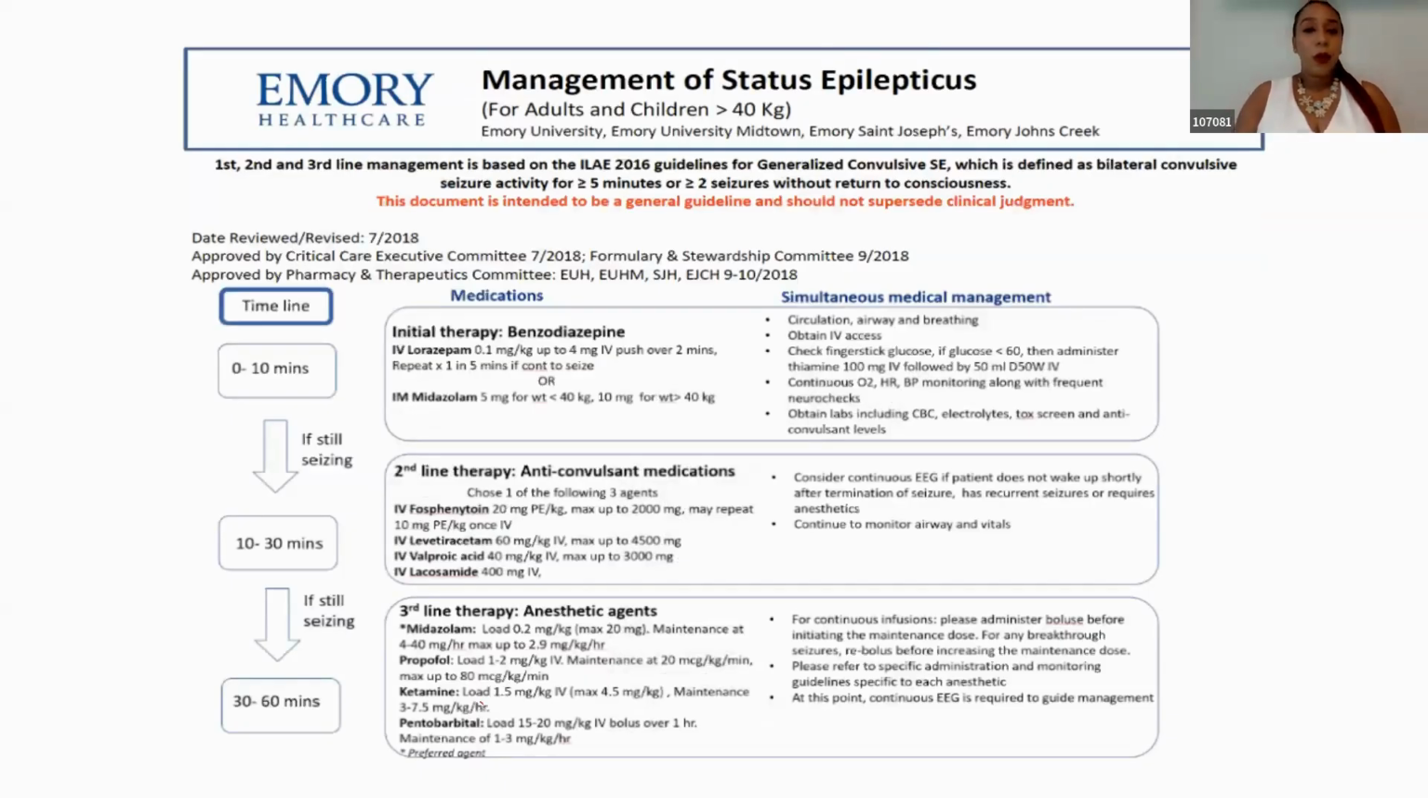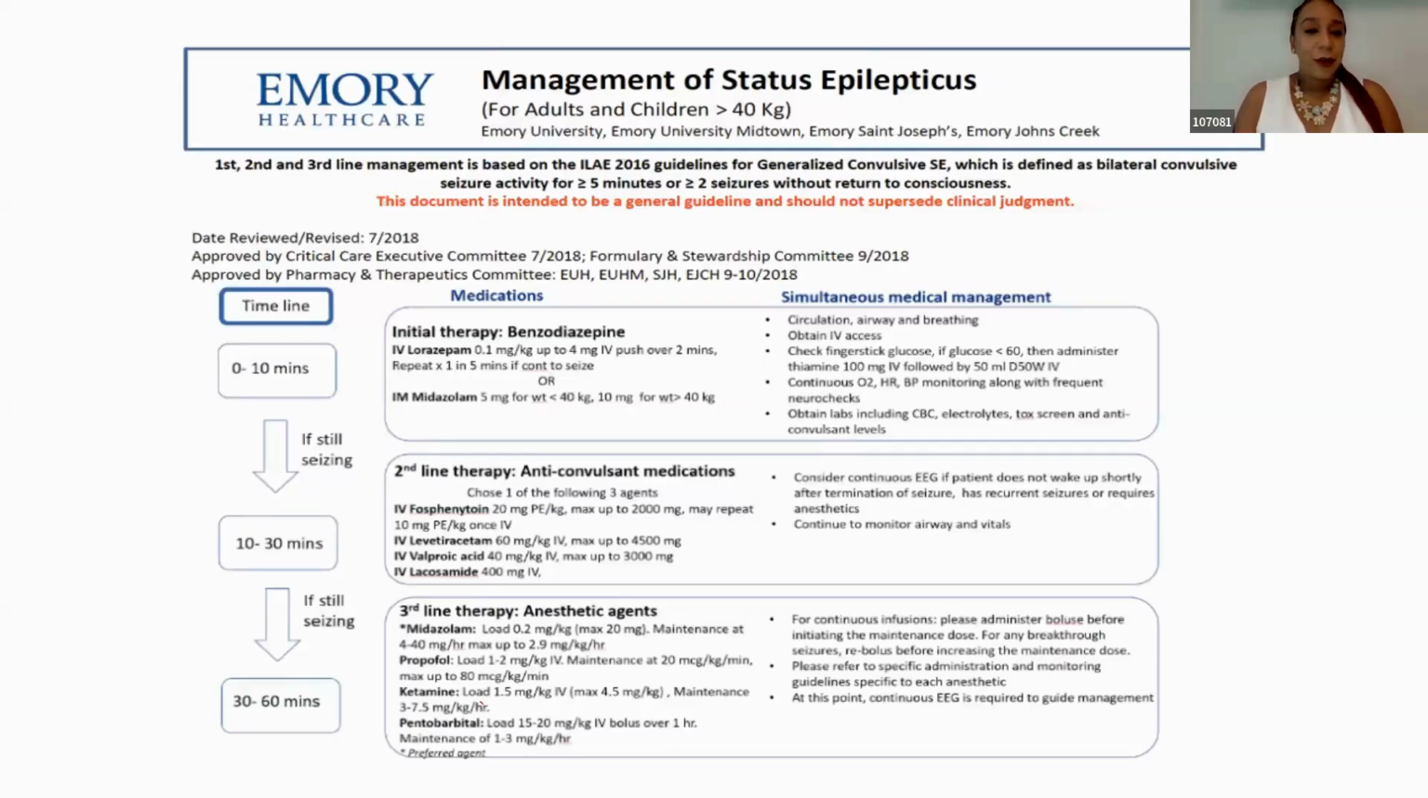So this is the protocol that we use at Emory, where I trained, and I think it's very effective. I started training there in 2015 and was there until 2020, when I finished my epilepsy training. This was implemented in 2018, and we saw a lot of improvement in outcomes for our patients who come in with status epilepticus. So time is everything, right?